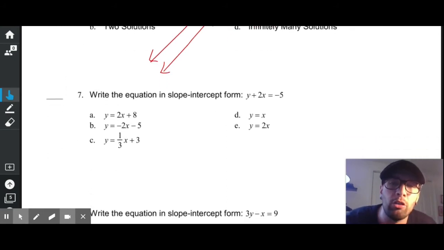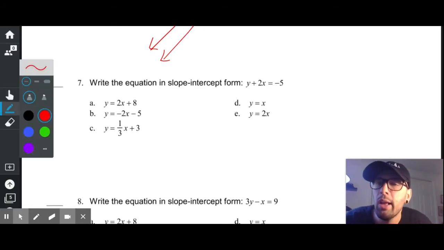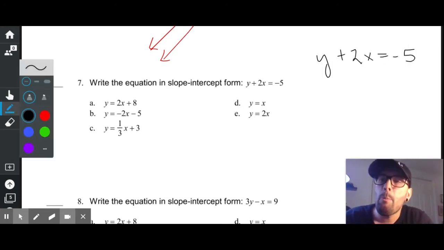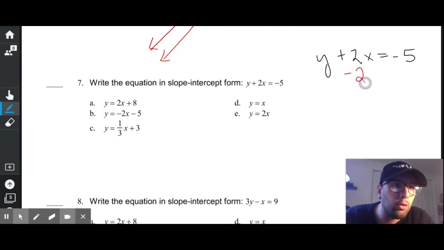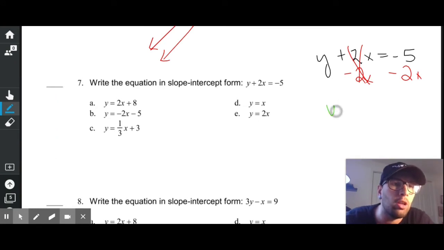Write the equation in slope-intercept form, y plus 2x equals negative 5. Let me write that guy out right here. y plus 2x equals negative 5. In order for me to get y all by itself, I have to subtract 2x from both sides. Minus 2x, minus 2x, those cross out. Okay, negative 5 and negative 2x don't combine.